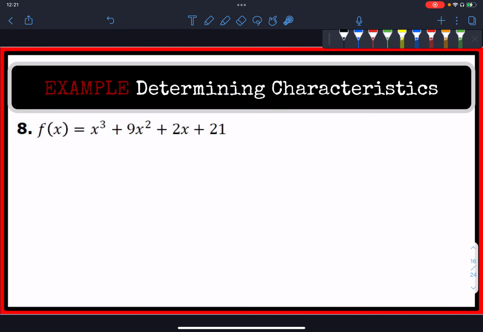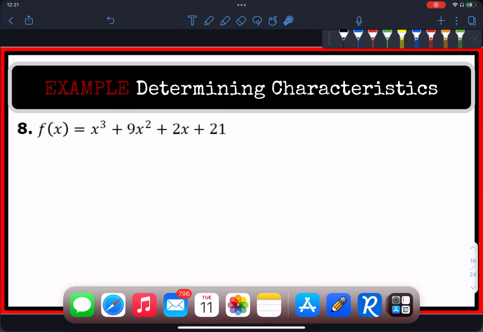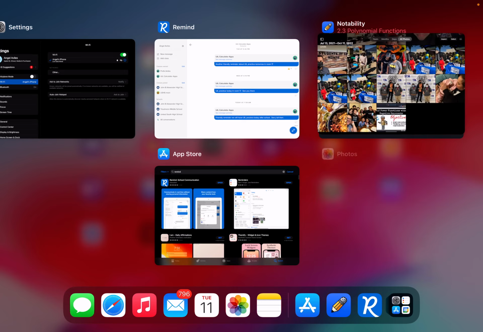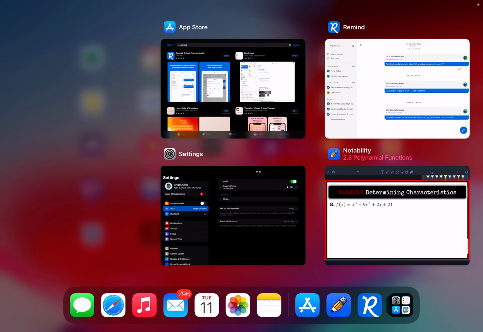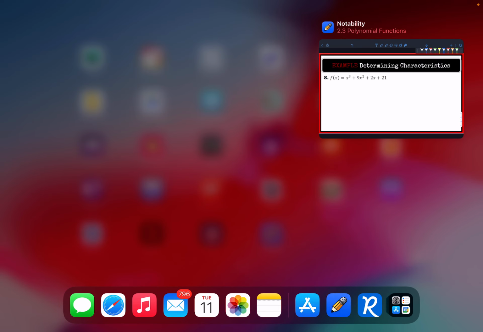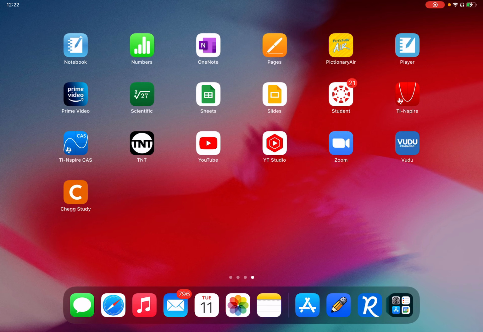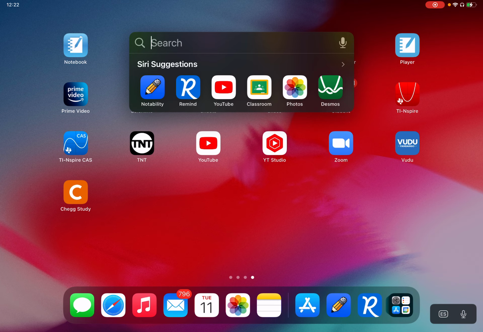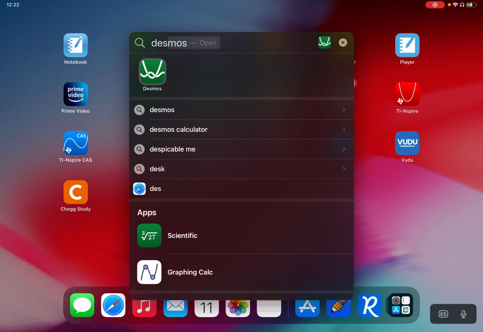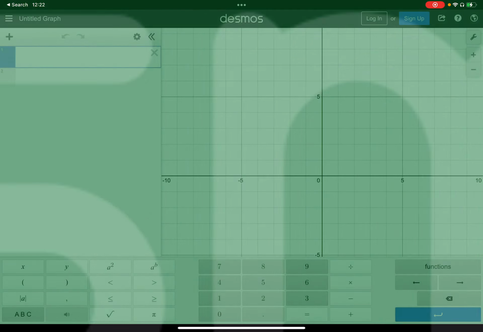Now, in determining characteristics of these functions, we would have to graph this function in order to determine how, again, the graph is behaving. So let's get our graphing calculator out. Where's our Desmos? Here it is. Okay.